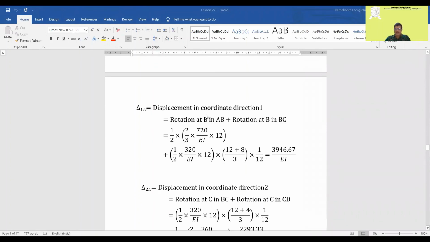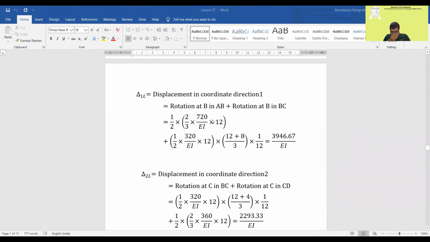What is delta 1L? Delta 1L is the displacement in coordinate direction 1, that I have already explained. Rotation at B in span AB, rotation at B in span BC. So find the reactions here. Half of the area under this curve, that is a parabola, 2 by 3 h into L. So this is your AB, and this is your BC.